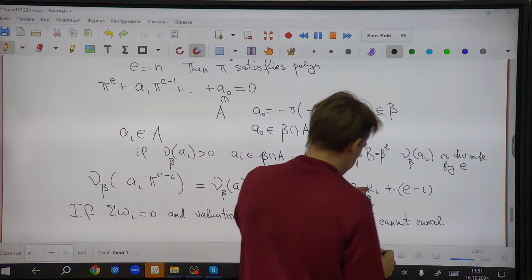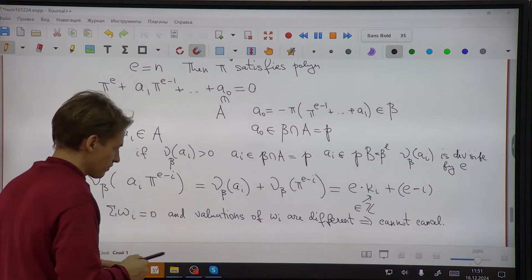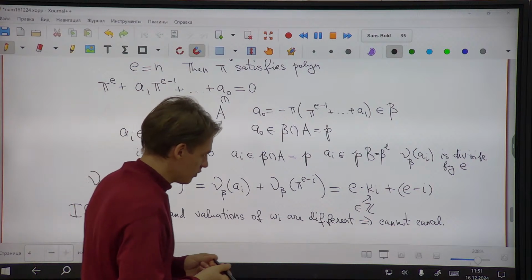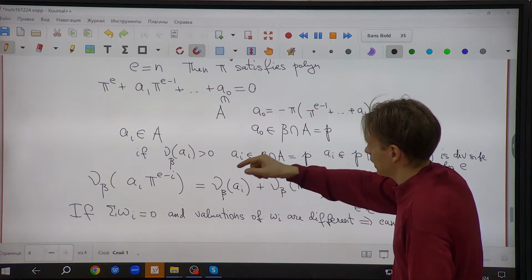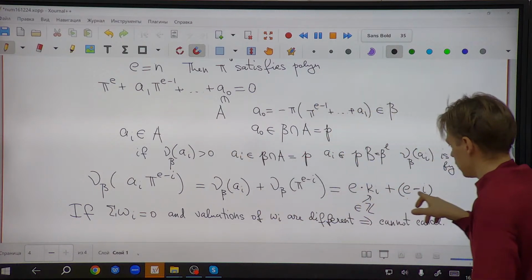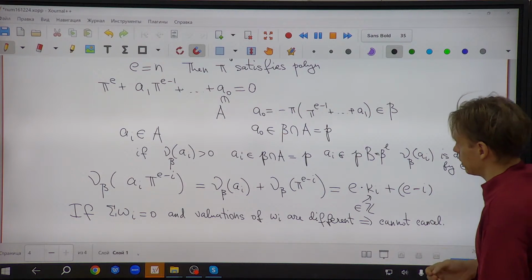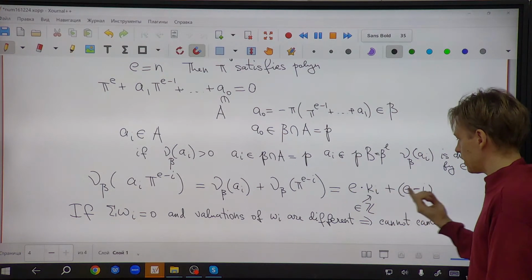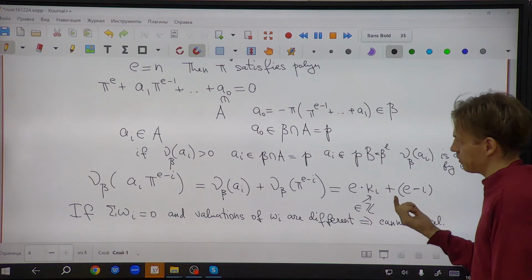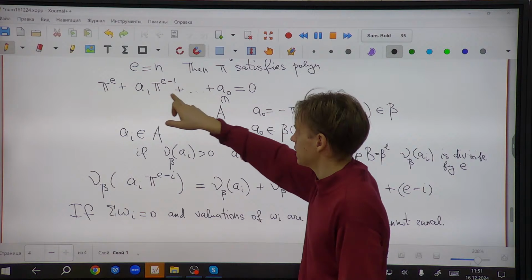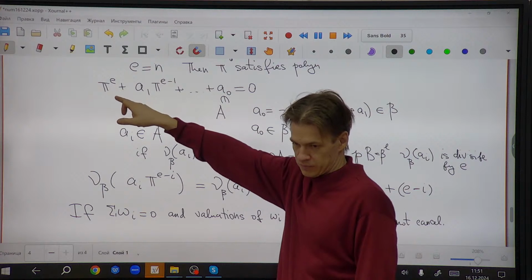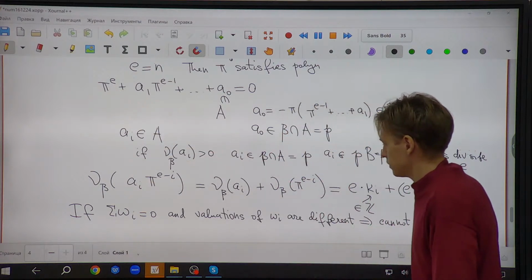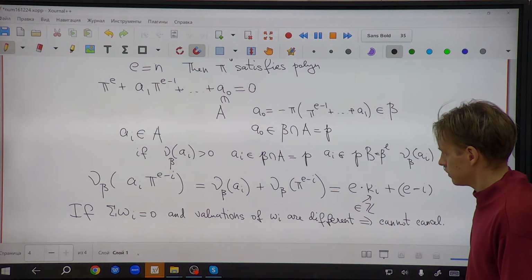So either the valuations are larger than E, or the valuations of these intermediate terms are different from the valuation of the leading term. A student asks: in the equation, p to the power E plus a1 p to the power E minus 1 and so on, shouldn't the last one be aE?